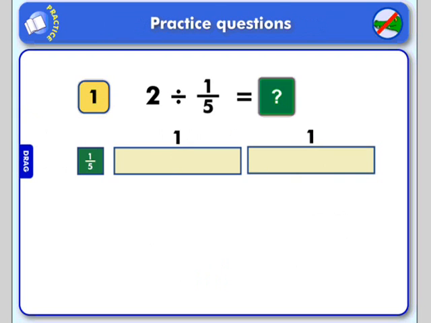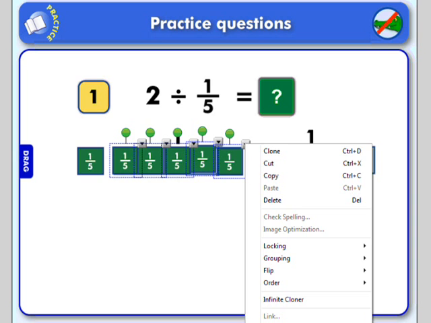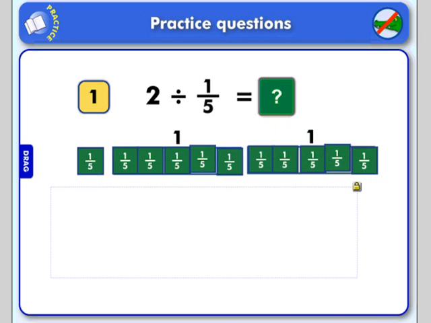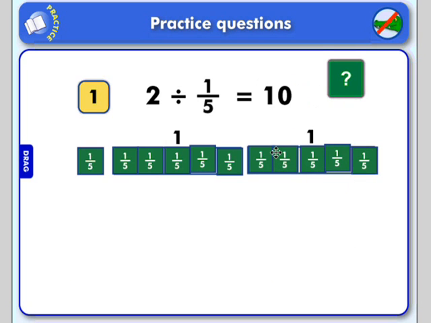In this example, how many times will 1/5 go into 2? 2 divided by 1/5. Well, 1/5 will go into 1 whole 5 times, and then into 2 whole, it would go in a total of 10 times. 1/5 will go into 2 10 times.